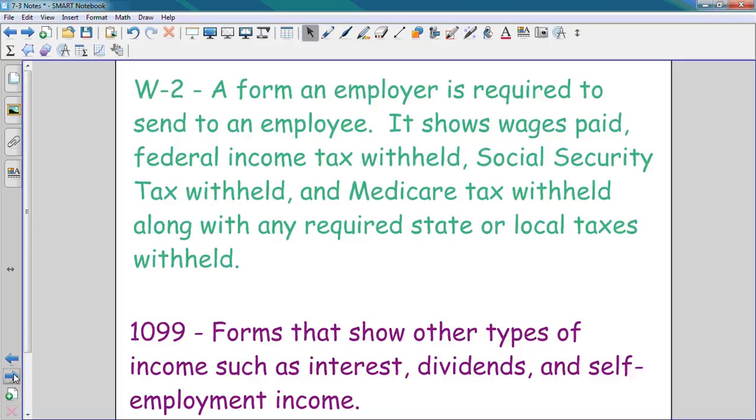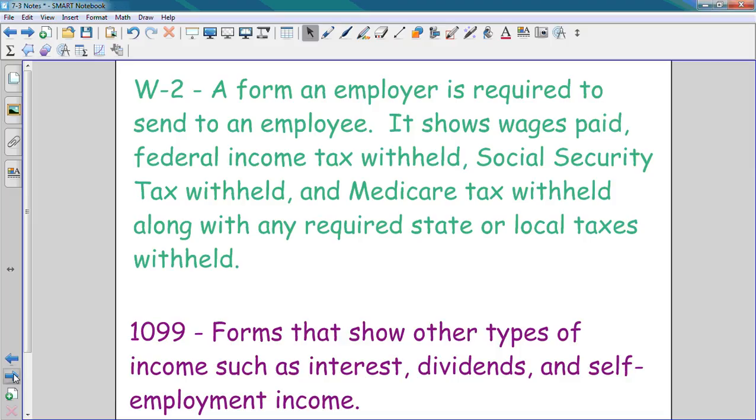W-2, what is a W-2? A W-2 is a form that your employer sends you, and it shows all the wages you've been paid, all the federal income tax that's been withheld, the Social Security, the Medicare. And it also includes any required state or local taxes that have been withheld, that they collected for you and mailed in.